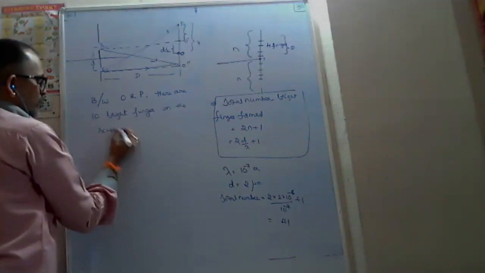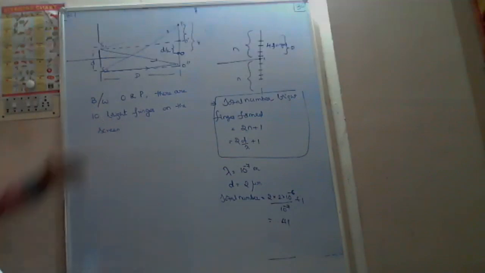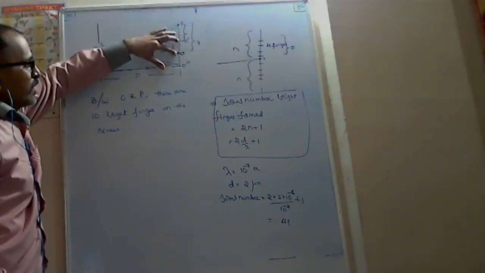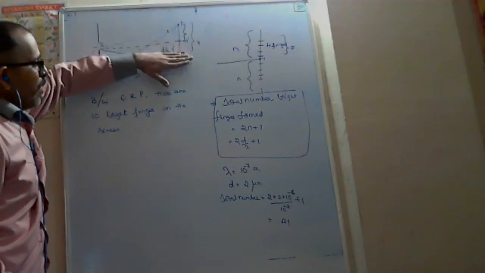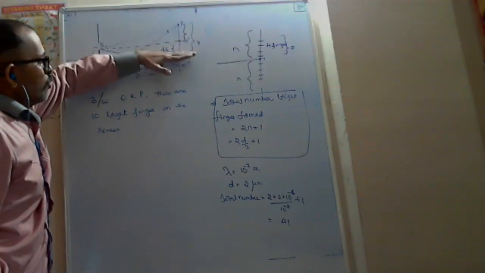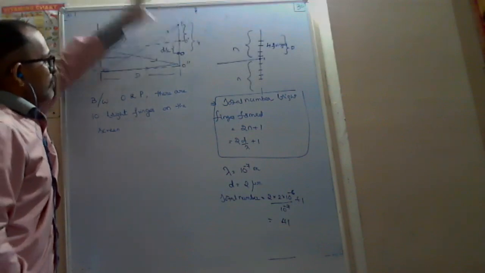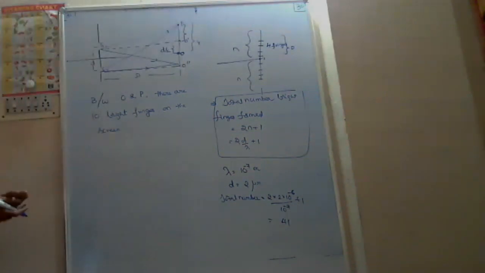Sir, including O, sir? From O to P. Means at O it will be central bright. So apart from that, total from O: 1, 2, 3, 4, 5, 6... 11, sir. Then total is 11. But above O there are 10. Yes, sir, 10 bright fringes are formed on the screen.